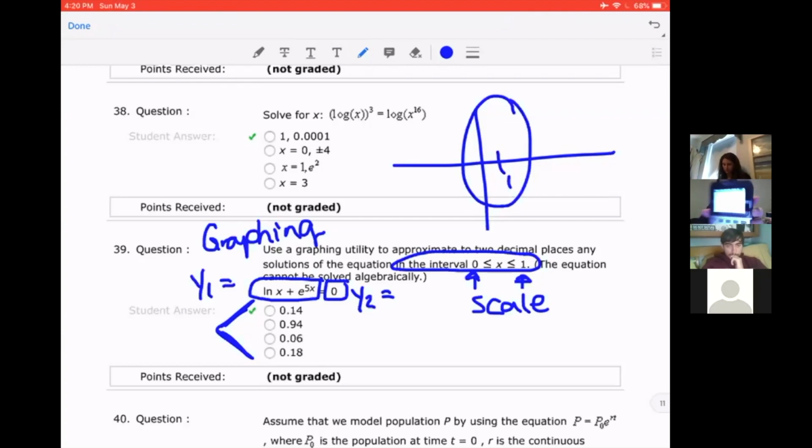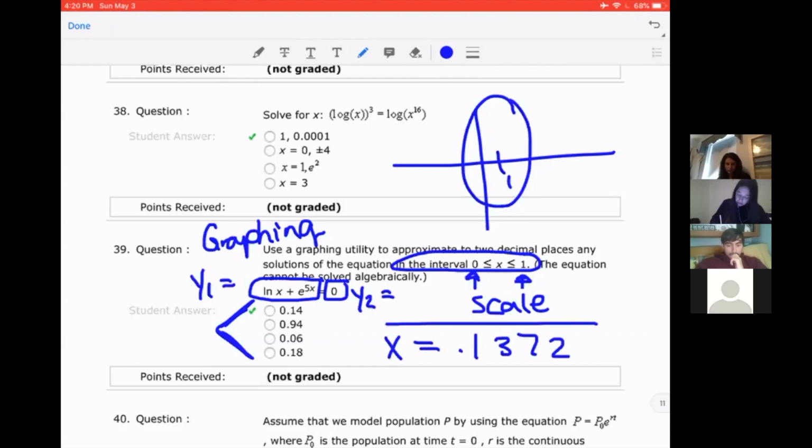And notice now I'm getting something that's much, much easier to see. All right, and I can see where that red and blue line now intersect. So I'm gonna go to second trace, intersect. The first curve, I'm gonna pick my blue one. The second curve, pick the red one. You just hit guess, enter, and they tell me they intersect at X equals 0.1372. So they say round to the nearest second decimal place. So that's why that 3 becomes the 4.